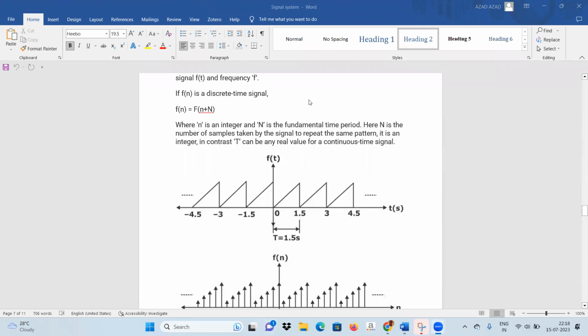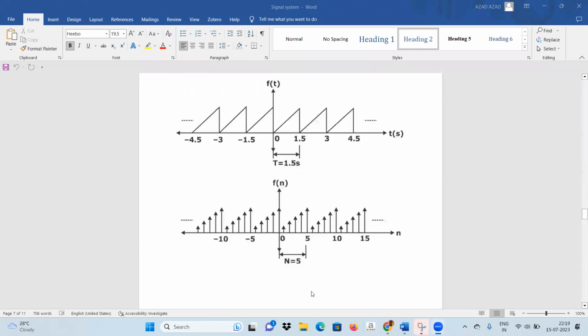This is a continuous periodic signal. It repeats itself after 1.5 seconds. This is the time period, 1.5 seconds, and it repeats itself after every 1.5 seconds. This part will be copied after 1.5 seconds, and again it copies this part to 3 seconds and so on. That's why the signal is periodic with period T equal to 1.5 seconds.